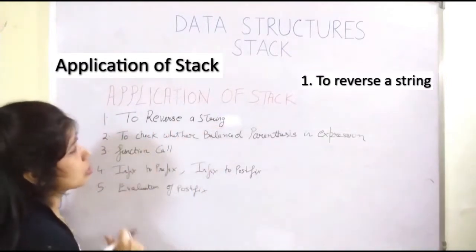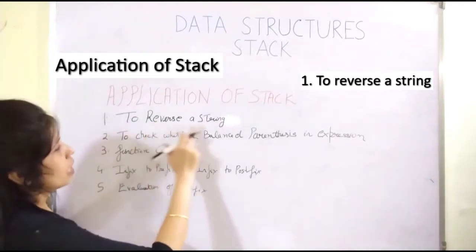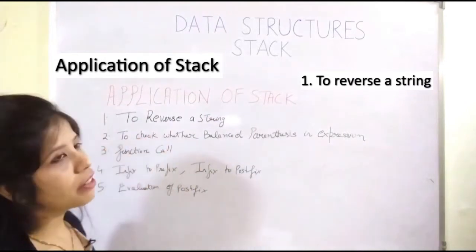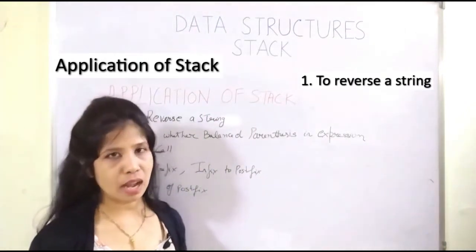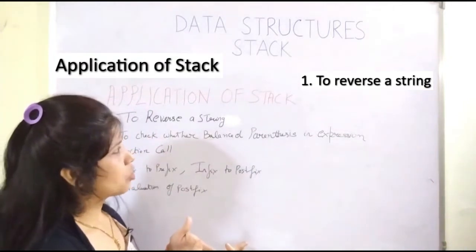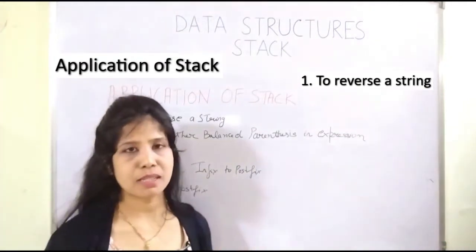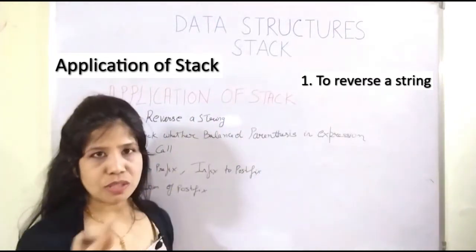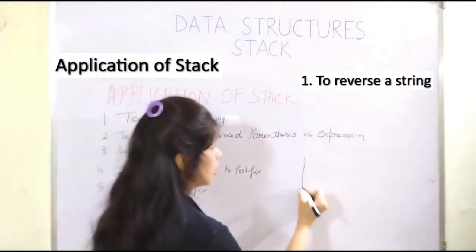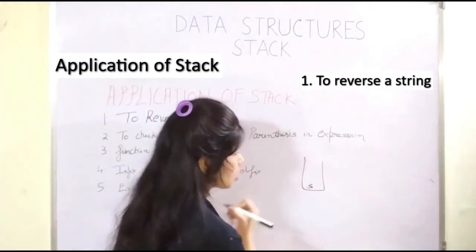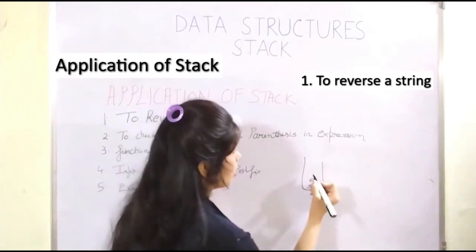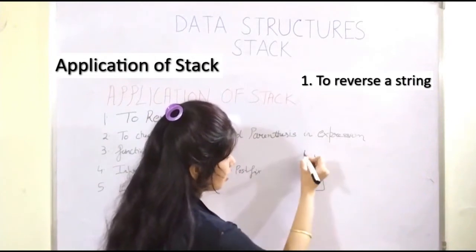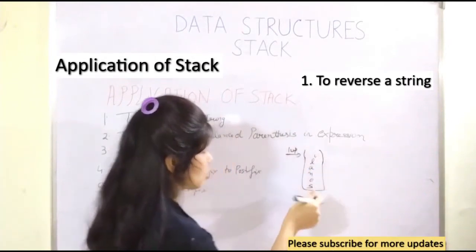So the first application is to reverse a string. Whenever you are given a string, you can use the stack in order to reverse that string. You can understand how. This logic is very simple. You are given a string, say my name itself, that is Sonali. If you keep pushing each character of Sonali, you push S first, then O, then N, then A, then L, and then I. That is Sonali. This is your top in case of the array.